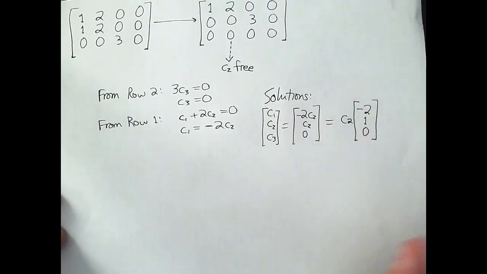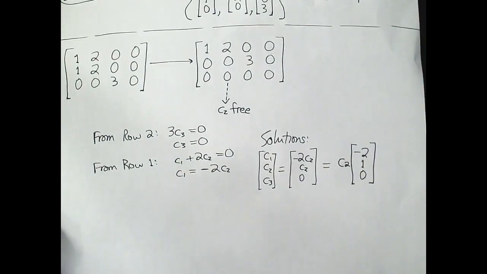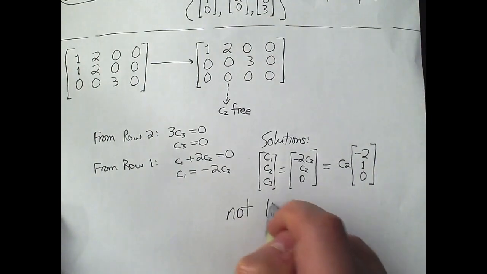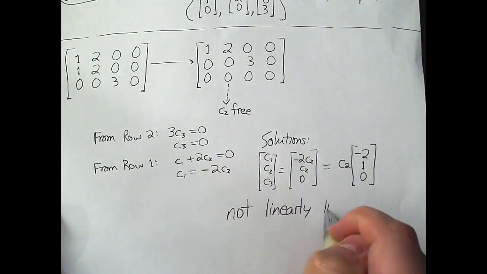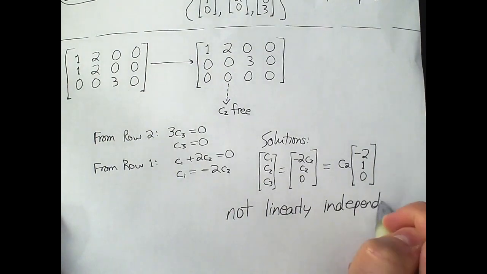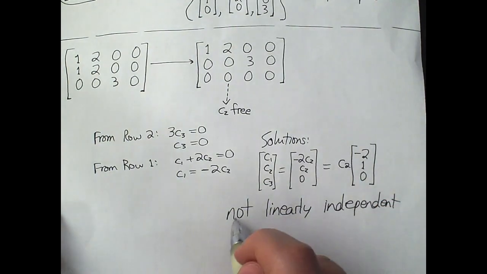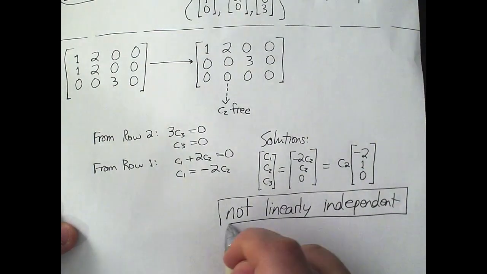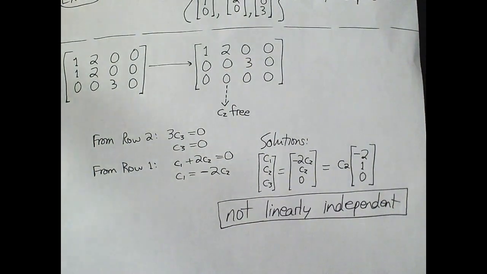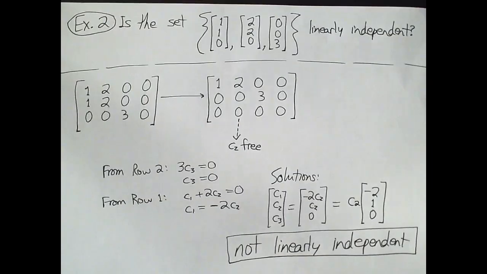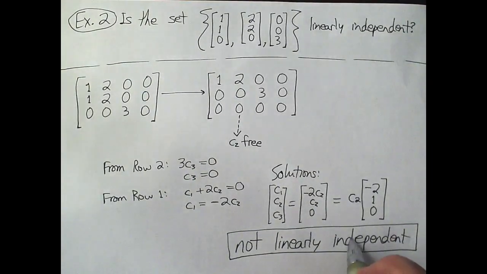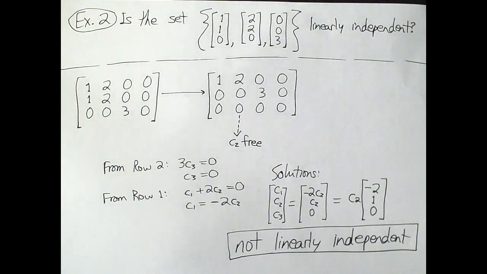I'm not really going to circle that because that's not really the answer to the question. But the answer to the question is: no, it is not linearly independent. It would also be correct to say this set of vectors is linearly dependent. So, you know, it is linearly dependent. It is not linearly independent.